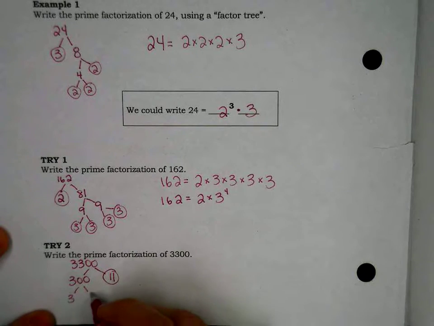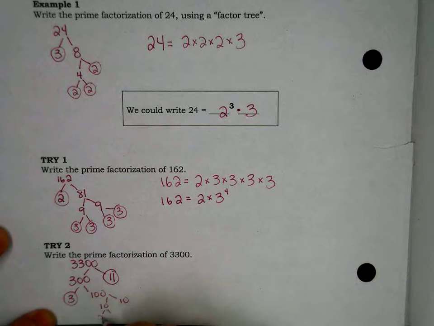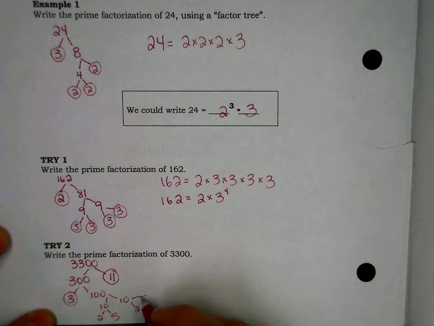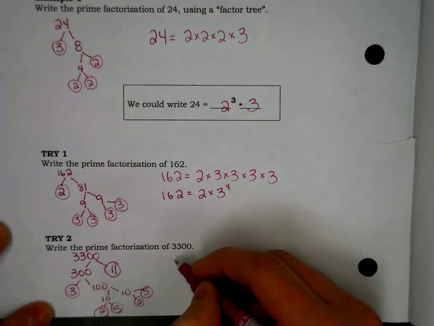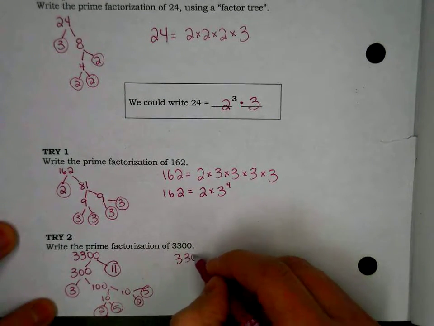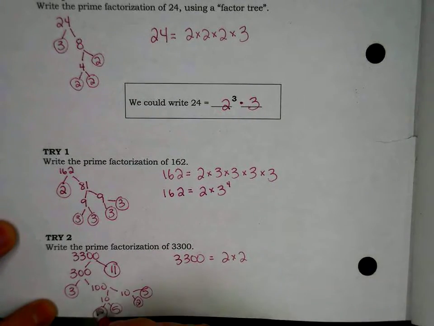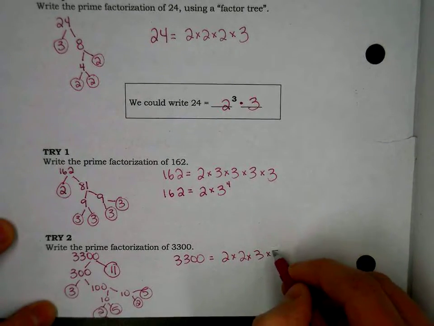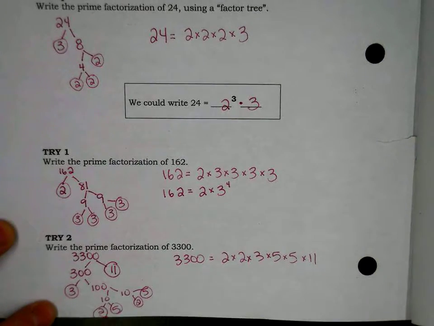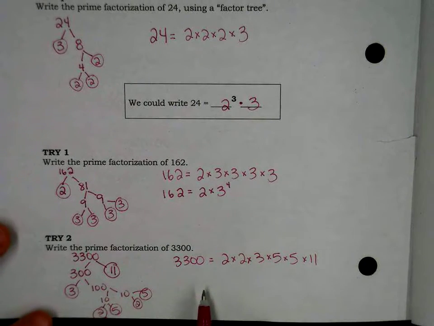300 breaks up into a 3 and a 100, which I can circle a 3, a 10 and a 10, a 2 and a 5, and another 2 and a 5. All are prime. In the end, we have a 3300, which is made up of a 2, a 2, a 3, a 5, and an 11. The ability to break numbers down into their primes is a very powerful tool that we will examine on the next page.